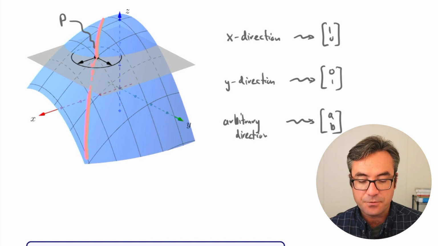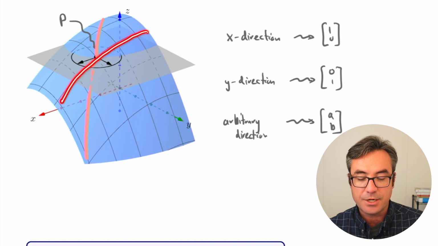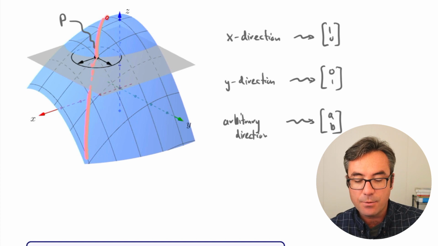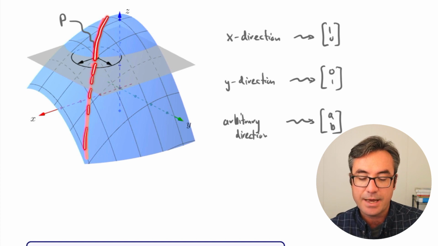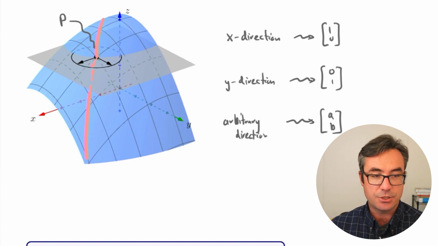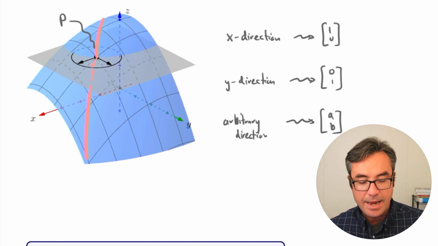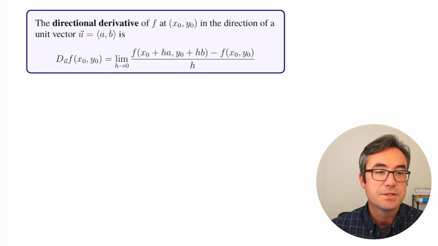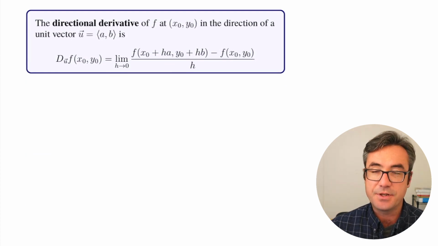And we've done this for the curve in the x direction, and we've done this for the curve in the y direction, and now we're going to see what happens if we look at the slope of the curve in an arbitrary direction. And this is our directional derivative. So let's look at the definition here.